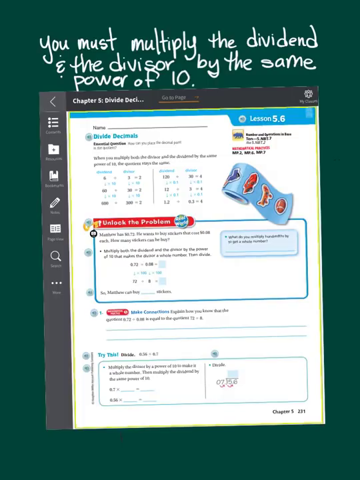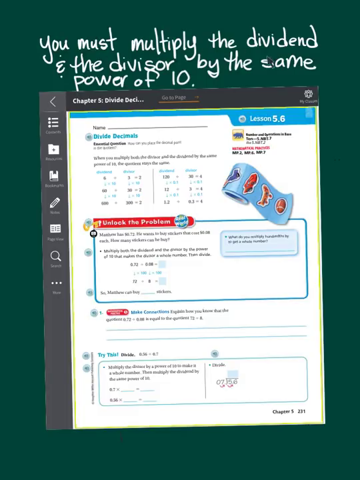Okay, boys and girls, this is Math 5.6, page 231 in your math book. Today we are going to divide decimals. So our question today is, how can you place the decimal point in the quotient? Remember, the quotient is the answer to a division problem.